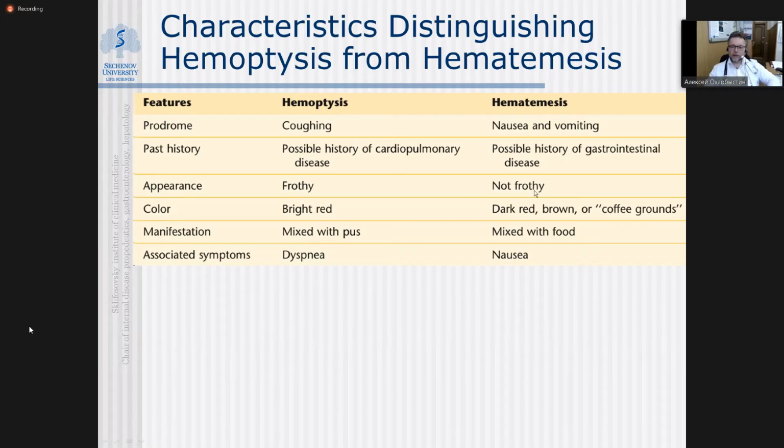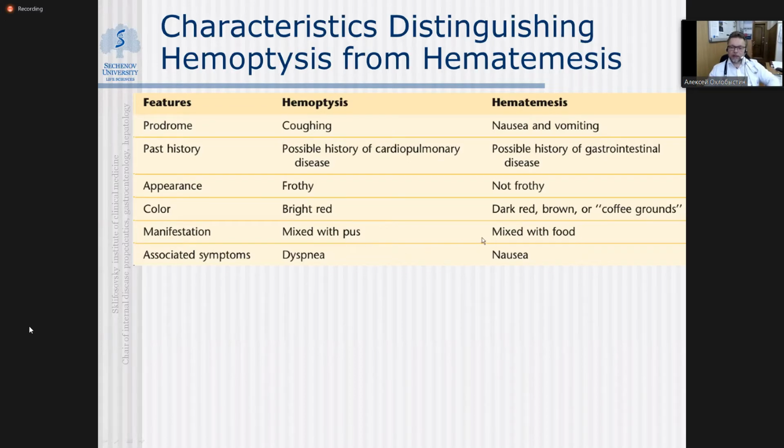Blood, if it stays in the stomach, will be brown, almost black, like coffee grounds, or dark red. But if it's esophageal bleeding, it will be quite red, not dark. In manifestation, blood may be mixed with pus. For hematemesis, it may be mixed with food.